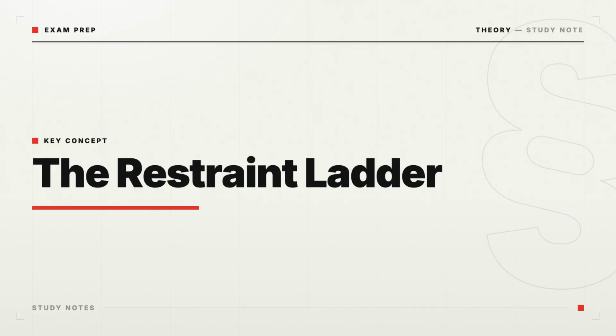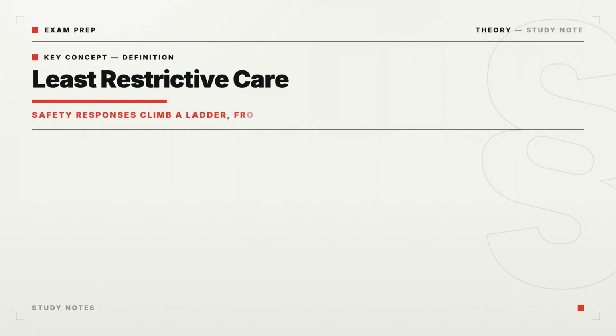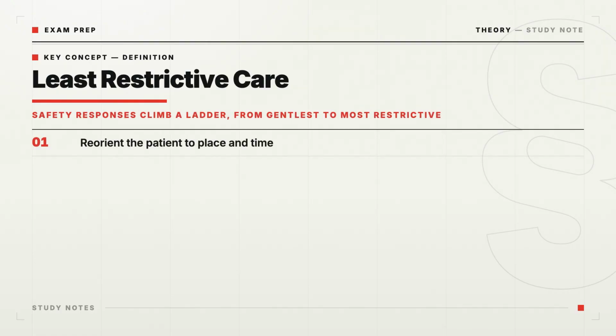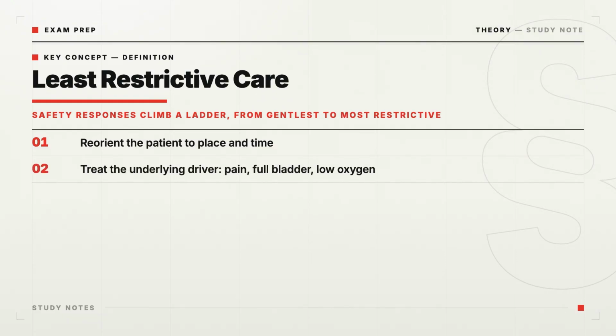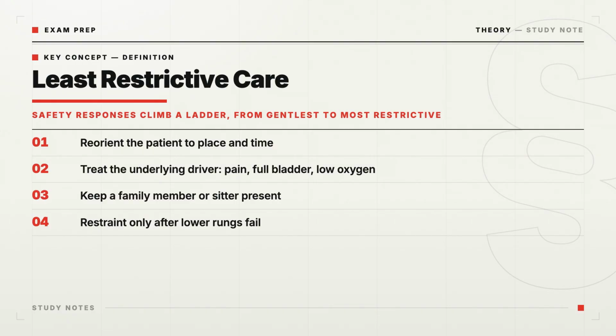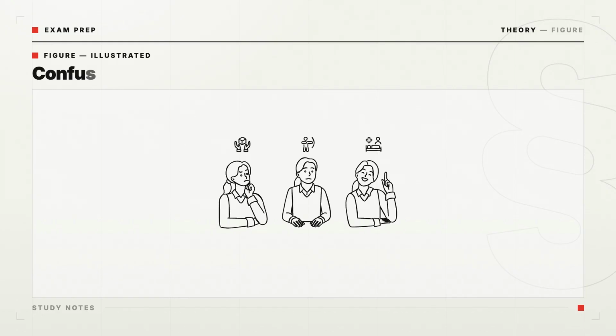A restraint is anything that limits a person's freedom to move or to reach part of their own body, and it comes in two forms: physical, like a wrist strap or a vest, and chemical, a medication given to subdue behavior rather than treat a diagnosis. Both take away movement, so both fall under the same rules. The principle of least restrictive care organizes every safety response as a ladder. Nurses start at the bottom rung with the gentlest measure that could plausibly work, reorienting the patient and hunting for a treatable cause of agitation, and climb only when that has failed. Restraint sits at the very top, where the reasoning ends, not where it starts.